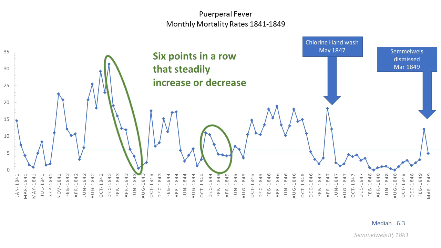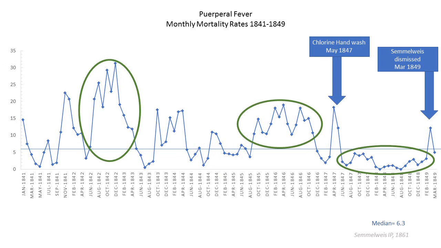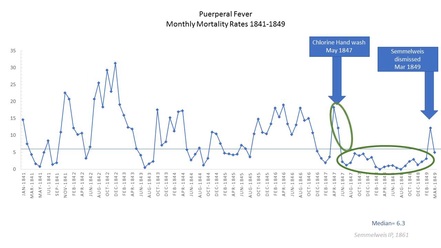One signal is 6 points in a row that steadily increase or decrease, shown circled in green. Another signal to look for is 9 points in a row that are on the same side of the median. Other patterns one could see in run charts are significant shifts in levels, cyclical patterns, or bunching of data points.